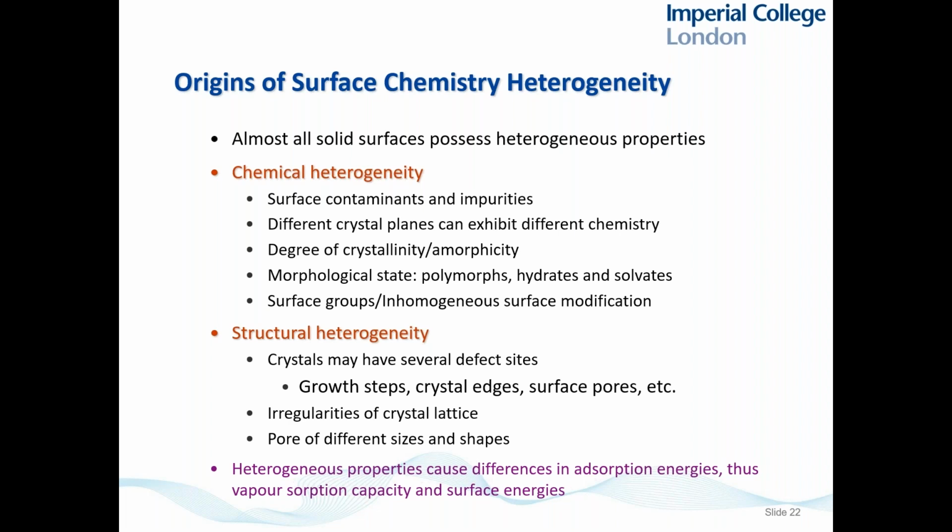And also there are what are called structural heterogeneities. Crystals have defects, steps, edges, pores. There are irregularities in crystal lattices, and there are pores of different sizes and shapes. So these heterogeneities cause differences in adsorption behavior. And therefore, the IGC technique, from looking at different strengths of adsorption, can understand these heterogeneities. Indeed, it's the only way you can see them. And these can be one of the reasons we get batch-to-batch variabilities, which we'll talk a little bit about later on.